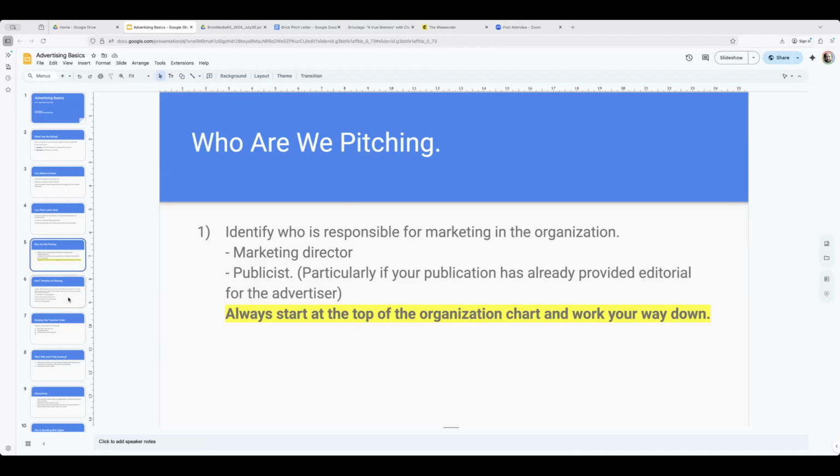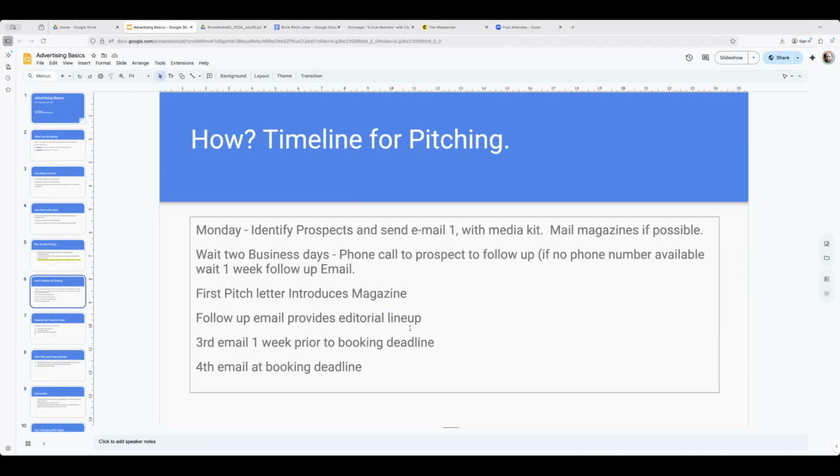Timelines. Let's talk about timelines for pitching. Now, again, this is a rough timeline. I sort of thought about it like, what does my typical week look like? So Monday, identify prospects and send email 1 with Media Kit. If you can mail magazines, I also recommend doing that. Mailing magazines is a pain in the butt, frankly.